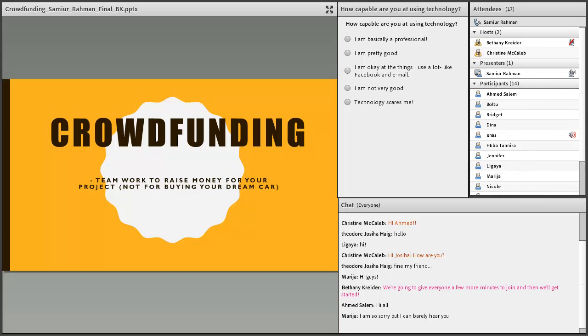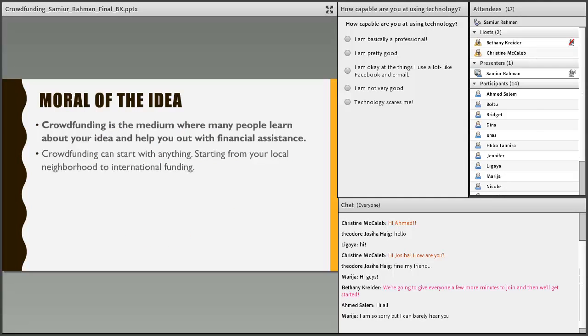So basically, crowdfunding is a really cool process where we learn how to do teamwork and how to collect funds. If you have a project in mind right now and you don't know how to collect money, and maybe your friends and neighbors are not able to help, how can we do something? So it's a teamwork to raise money for a project, but not for your personal, maybe a dream car. Don't do this if you have a personal thing to do. So let's see how it starts.